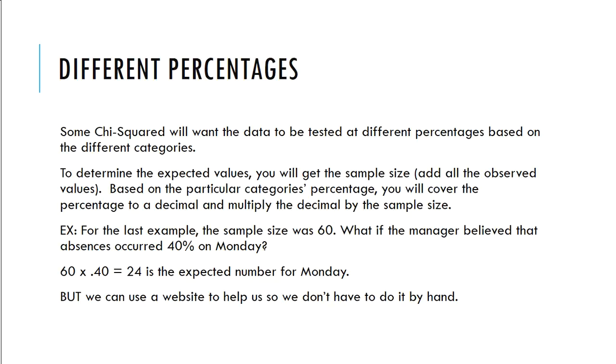What if the manager believes the absences occur 40% on Monday? So all I do is I convert this 40% to a decimal and I multiply it by 60, which I'd get 24 is the expected number of days for Mondays. Again, we're going to use a website to help us because I don't want you doing this by hand.